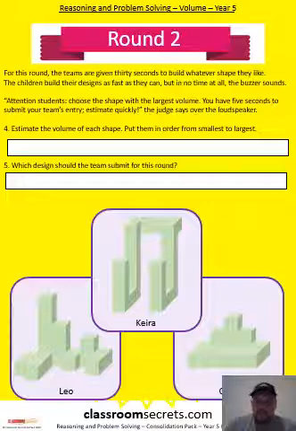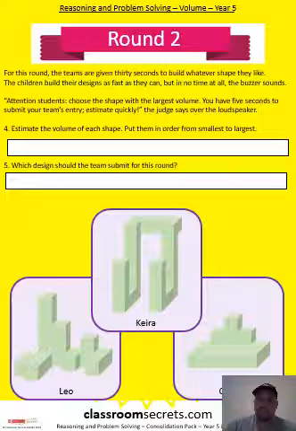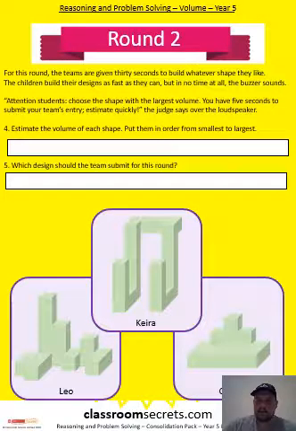And from the text that you've read, which design should the team submit for this round? That's for you to work out, depending on what it says in the text. I'm deliberately not reading the text, so I don't want to give you the answers. It's a consolidation lesson. So make sure you're reading the text, underlining, circling, writing down all the important information. Which design should they use? It depends what the design brief was, so make sure you go back to what it says in the text.